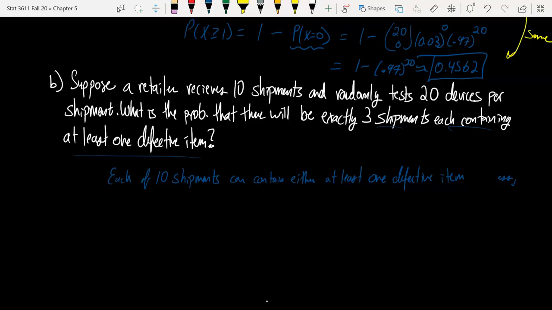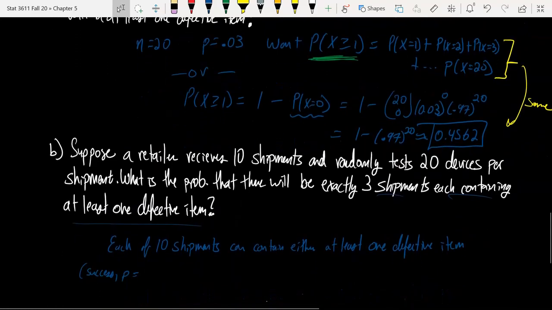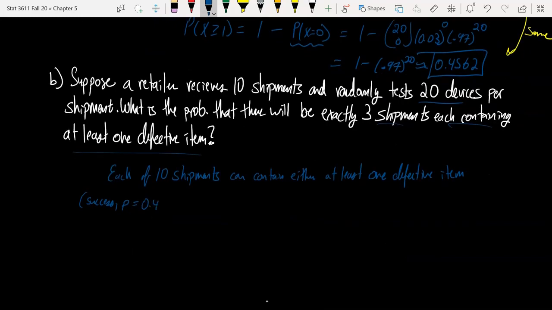The probability of success, let's just go down here for more space. Probability that an individual shipment contains at least one defective item. We found that in part A. That's exactly what we did in part A because it's testing exactly 20 devices. So the success probability here is 0.4562. Each of the 10 shipments can contain either at least one defective item, that's a success, or not. And that would be a failure.